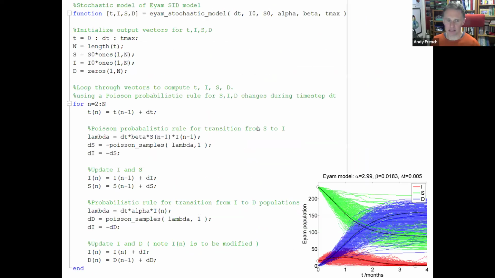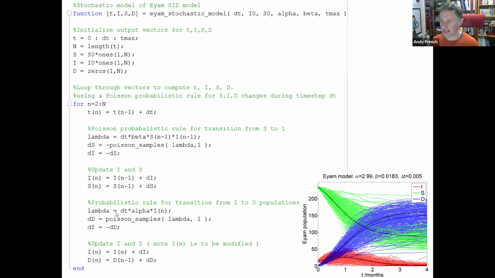So I'm going to skip how we did this, and just show you what we did. We ran another loop, but this time the update is our samples from the Poisson distribution. So we find lambda, which is the mean in this case, and I'm working out for my Poisson distribution what my change in susceptibles are. And I do something very similar for my I to D, my infectives to dead populations.